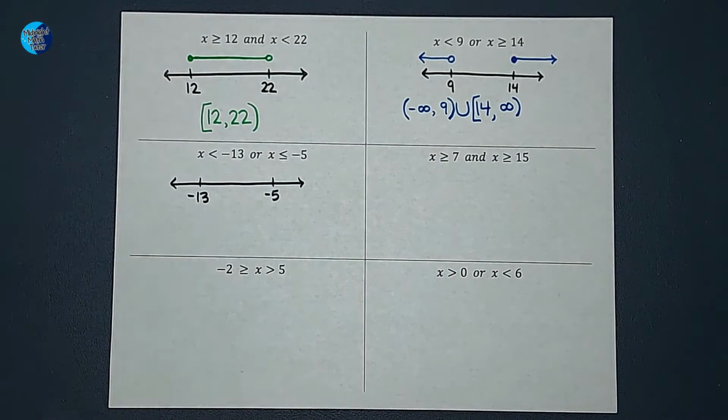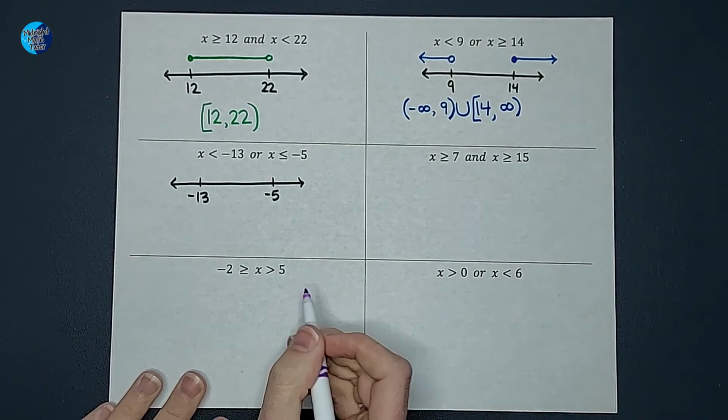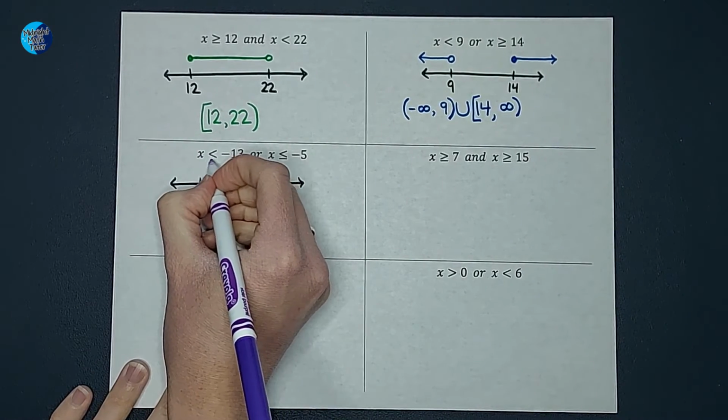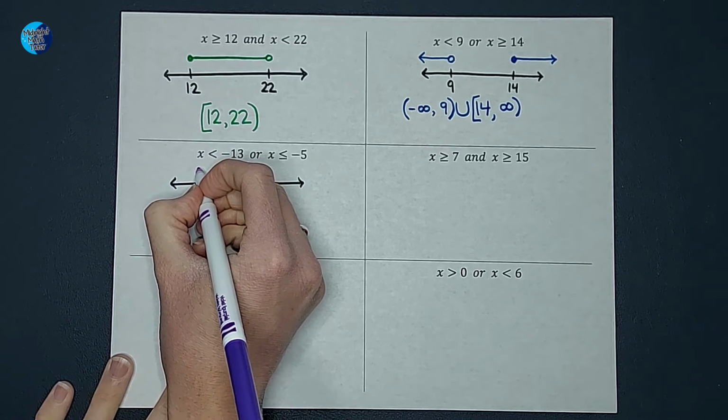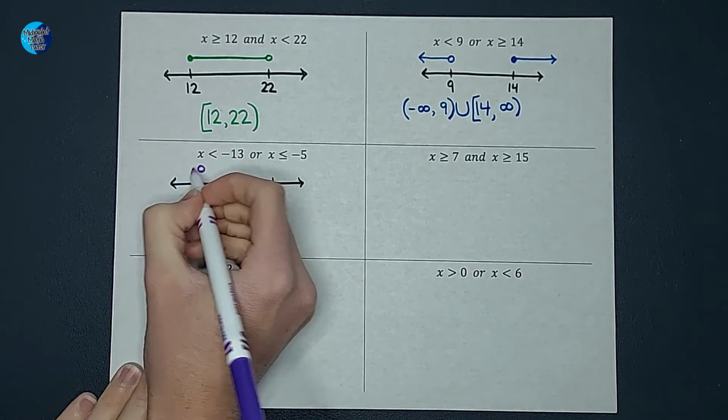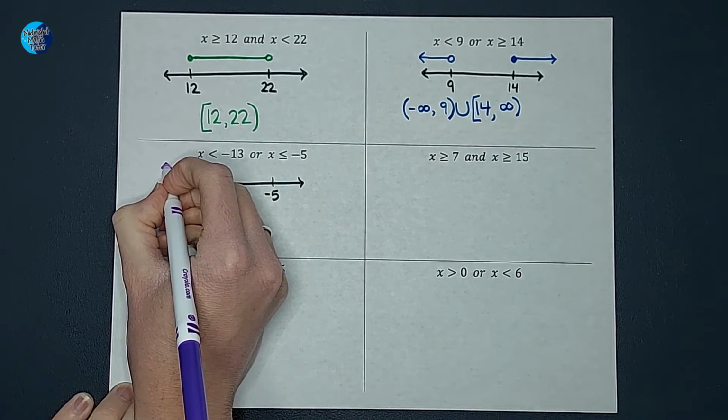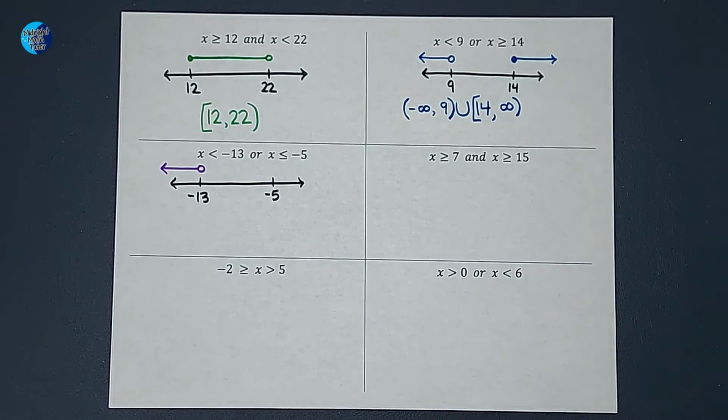So I have got, hold on, let me grab a different color. Here we go. The first one says x is less than -13. So it's not supposed to equal -13, so I've got an open circle. And less than goes this way forever.